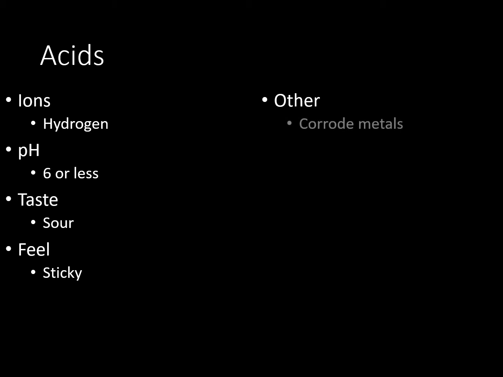Some other information about acids. They are capable of corroding metals. So when acids come into contact with metals, they break them apart. They break them down and cause them to oxidize or do something else where it breaks down.